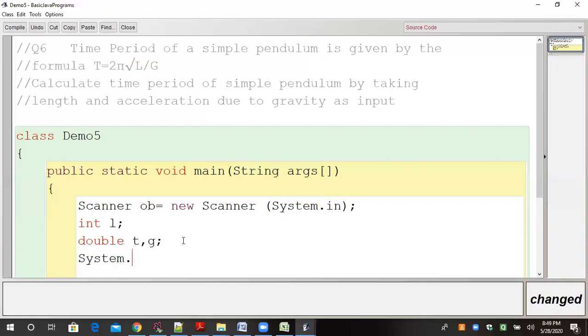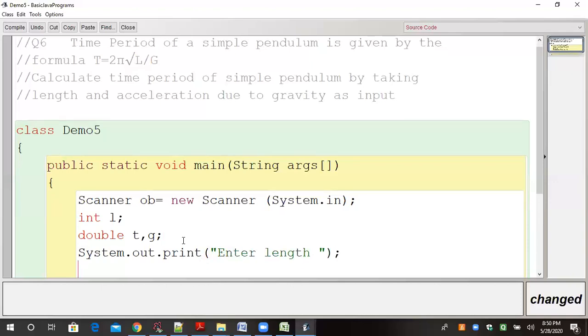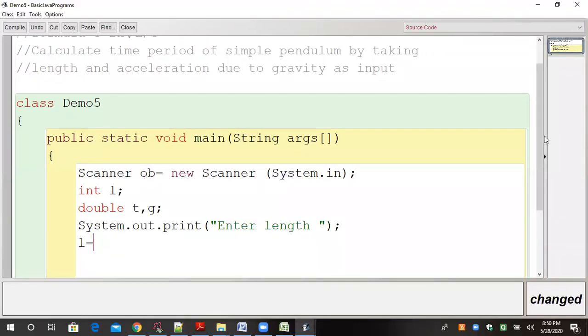So who provides the input? The user provides the input. Enter length. All right, L is equal to... which function of the Scanner class will we use? ob.nextInt. Understand? ob.nextInt is used to input the integer value.